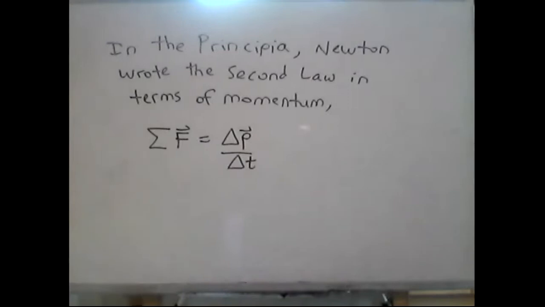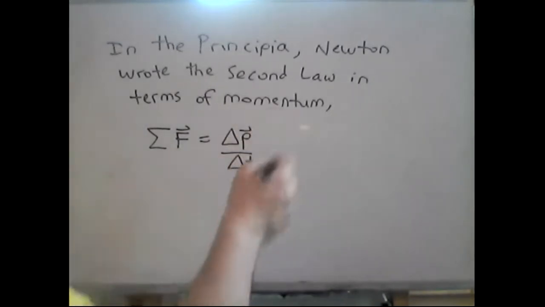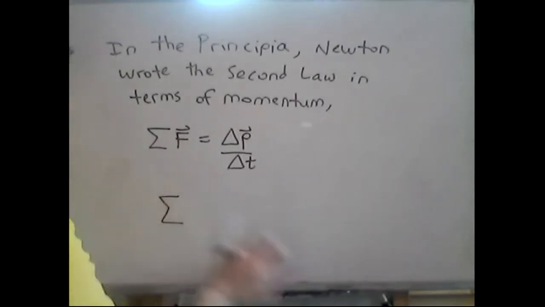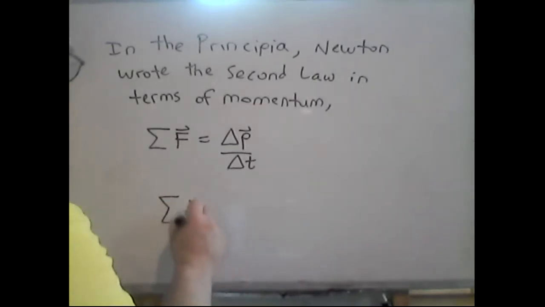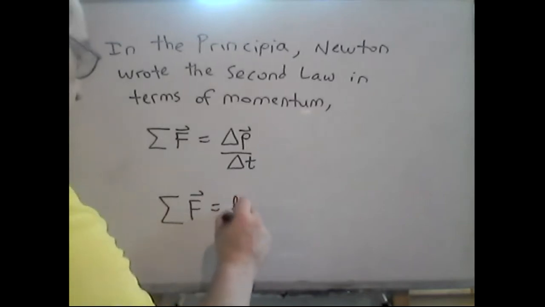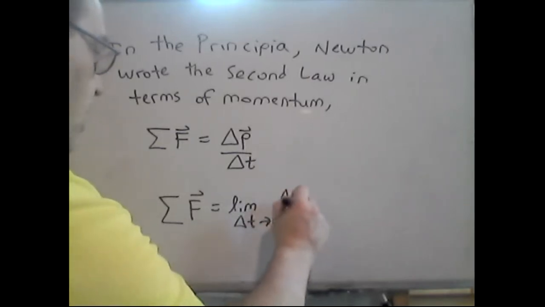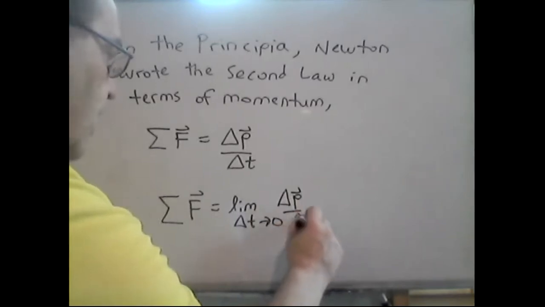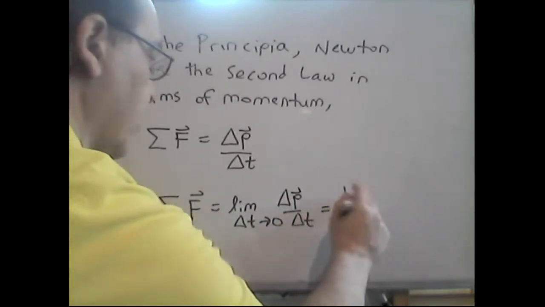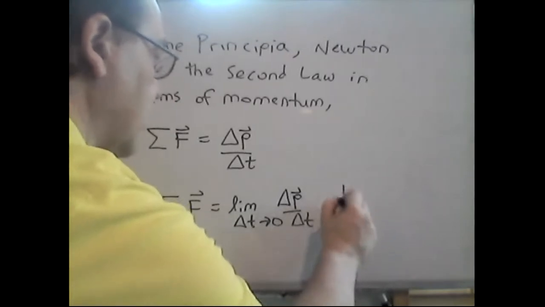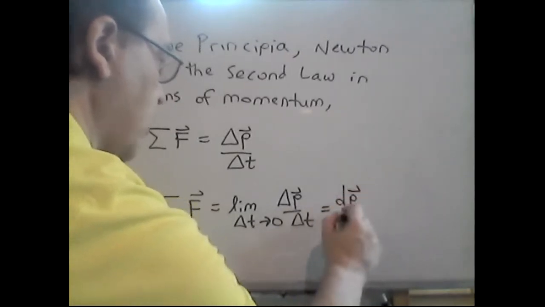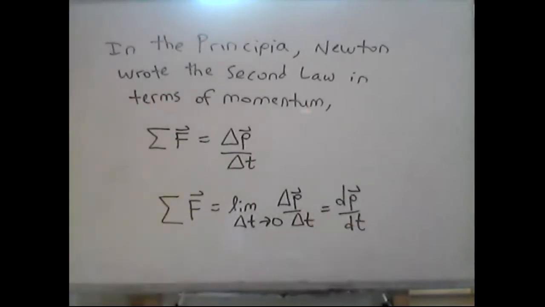In reality, I would use calculus to do this. I'd have little d's here instead. Wanting instantaneous momentum, I would say that the sum of all forces is the limit as delta t approaches 0 of delta p over delta t, which we know in calculus is the first time derivative. So I put little d's here, because I want the instantaneous time rate of change of the momentum, little d's instead of deltas, right? But we're not doing calculus here particularly.